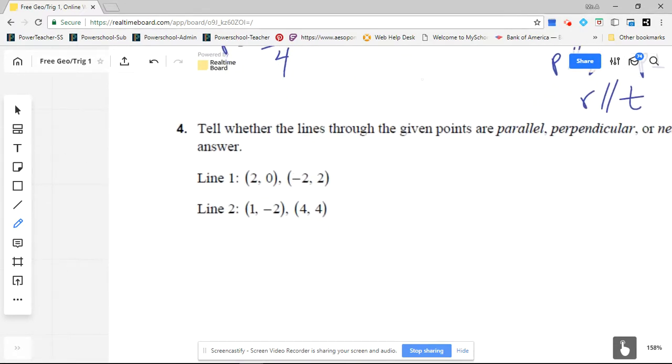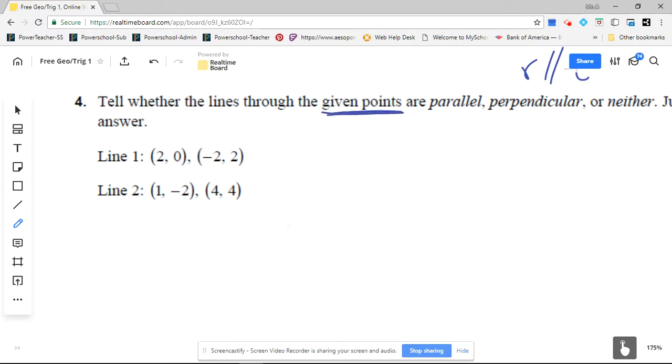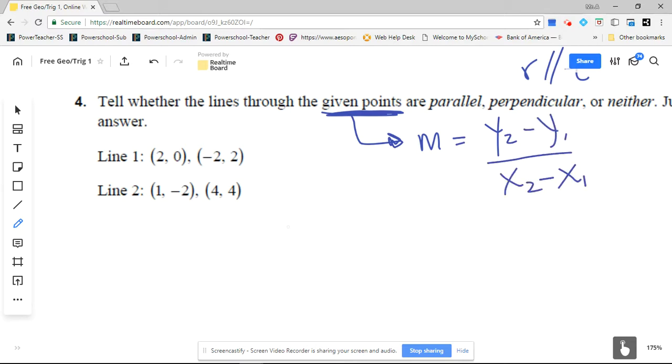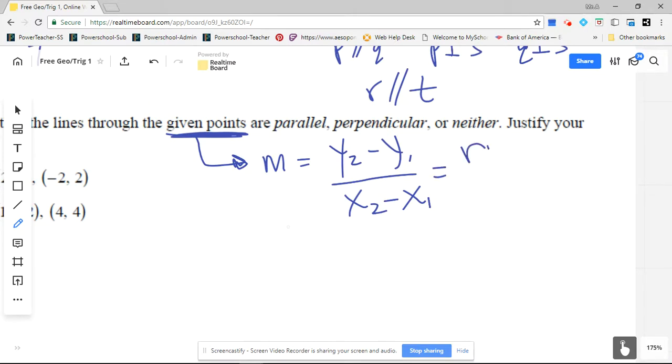4 is another good one to review because it says tell whether the lines through the given points. They only give us 2 points. They don't give us a slope. And you might remember this formula: y2 minus y1 over x2 minus x1. Does that one look a little familiar? That's how you find the slope when they give you 2 points. In other words, this top part is your rise. This bottom part is your run. The top part they call the change in the y number. The bottom part they call the change in the x number. But we call it rise over run.